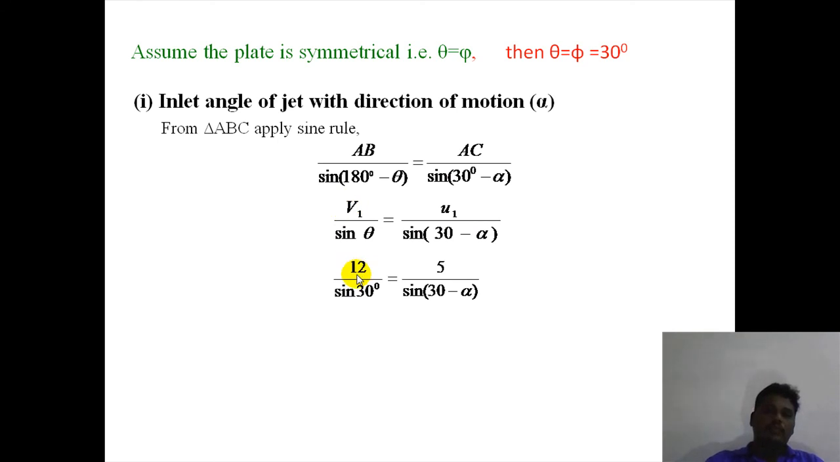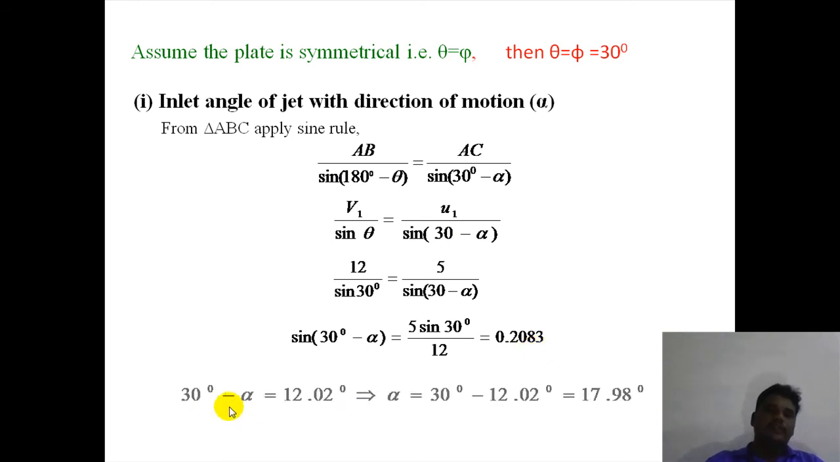Now V1 is given as 12, U1 is given as 5, and theta is 30. So 12 divided by sine 30 equals 5 divided by sine(30 minus alpha). Now sine(30 minus alpha) is equal to 5 sine 30 divided by 12. We get the value 0.208. Now 30 minus alpha is equal to sine inverse of 0.2083. We get 12.02 degrees.